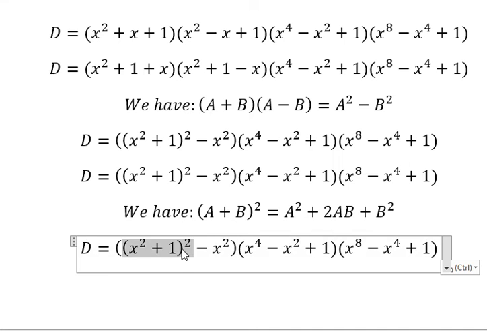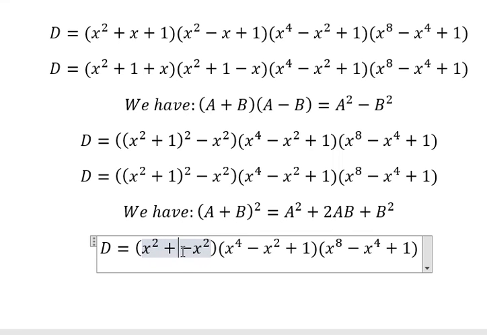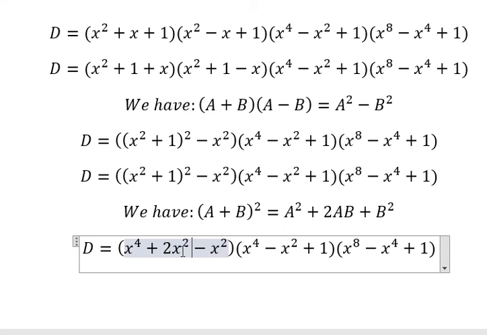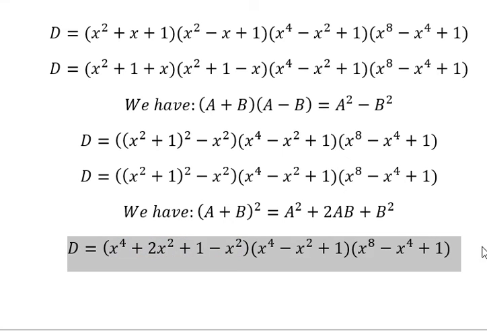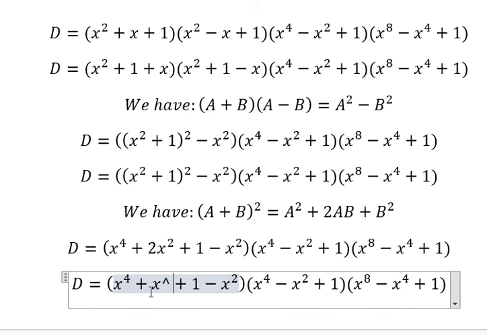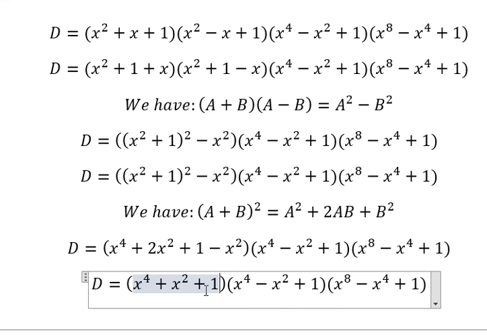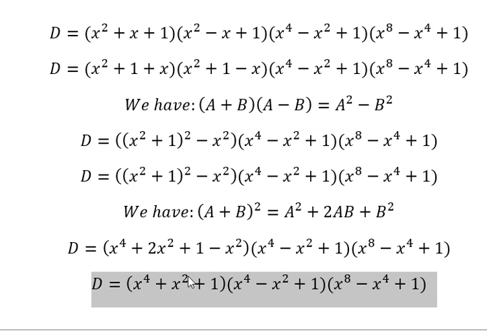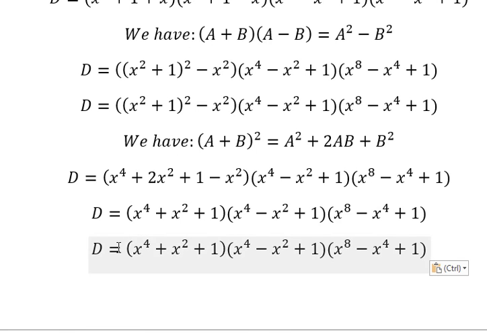So this one is s squared plus s to the power of 4 to s squared plus 1. So 2s squared minus s squared is s squared. So if we look carefully at this one, this is repeated again from this one. So now we have it like this.